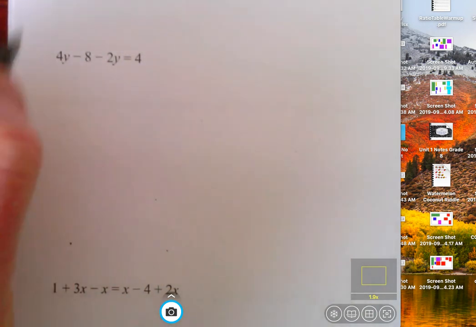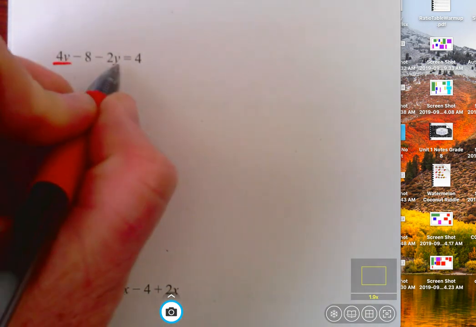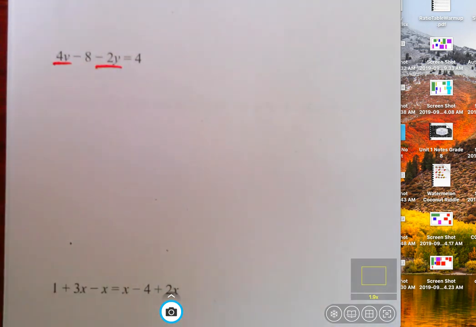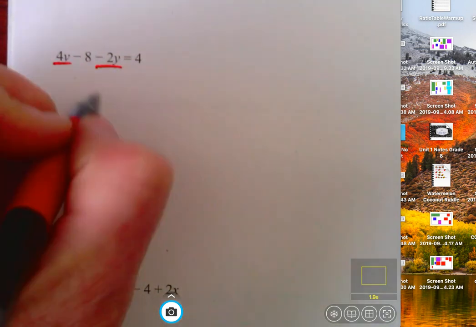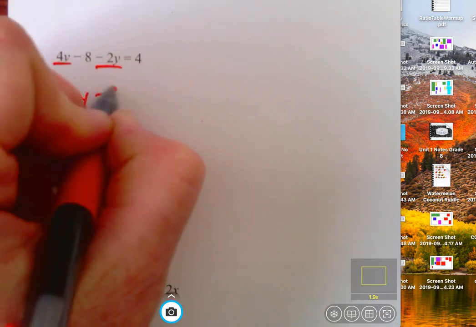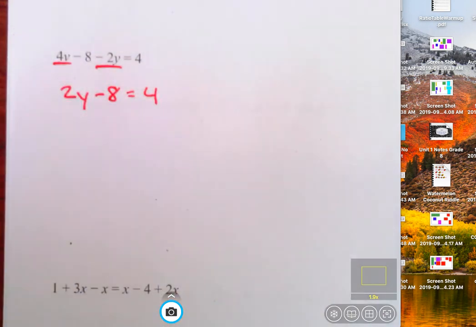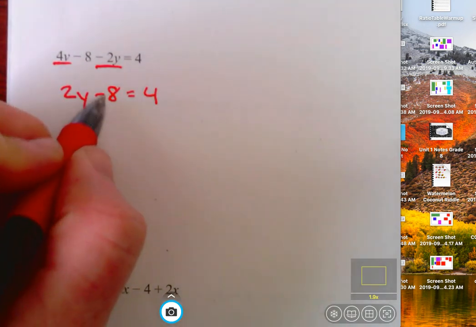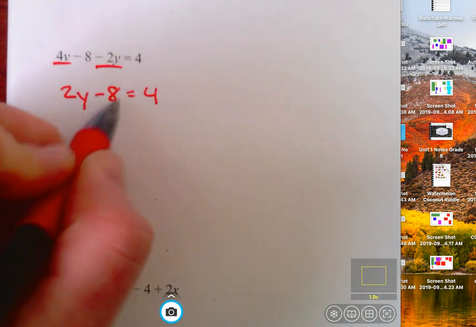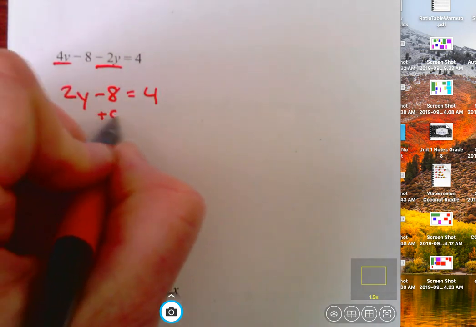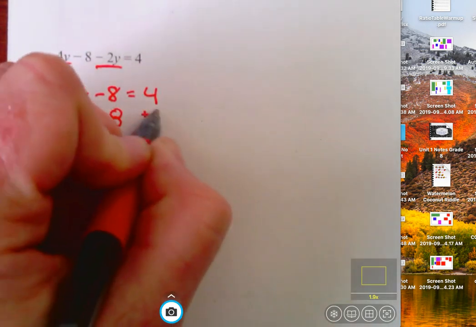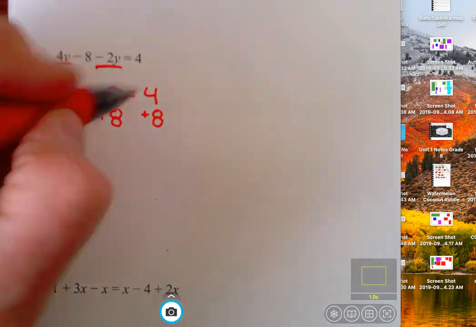See if we can combine anything. I've got a 4y and a -2y. So 4 and a -2 is 2y. Okay, I've simplified. Now I need to get y by itself. So I'm going to get rid of this -8. So I'm going to add 8 to make 0 over here. So I'm going to add 8 on that side. That goes away.